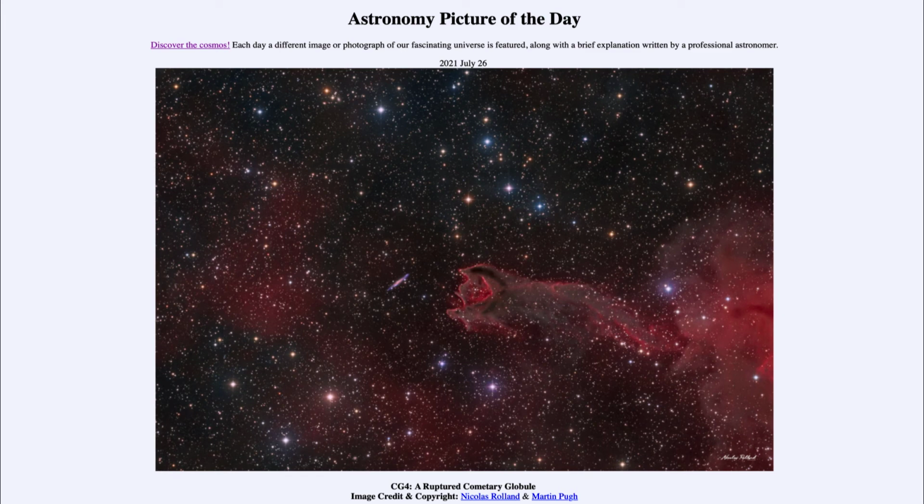And that includes most of the stars that you see when you look out at the night sky. But just by looking at an image like this and without making other measurements, there's no way to really tell exactly which of these stars are close and which of these stars are further away. So that was our picture of the day for July the 26th of 2021. It was titled CG4, a ruptured cometary globule.